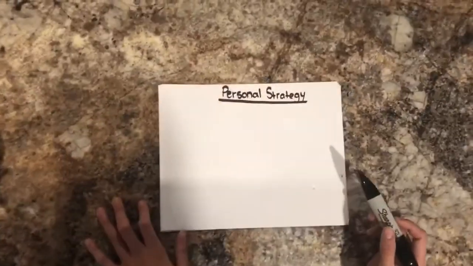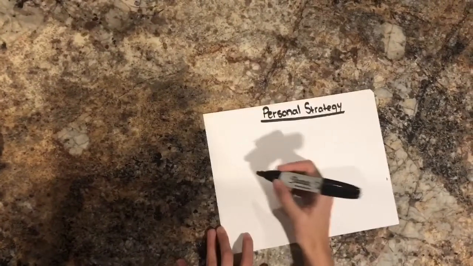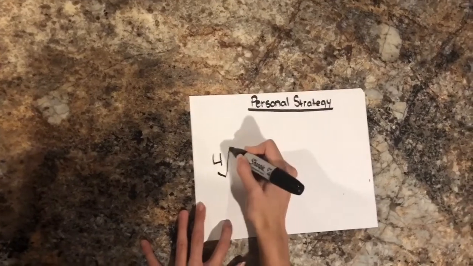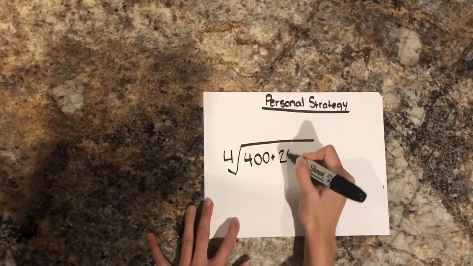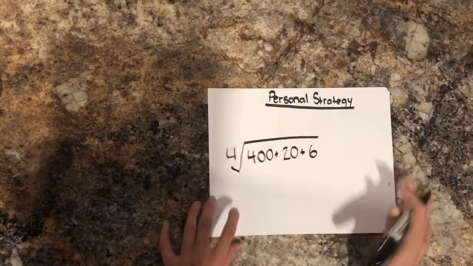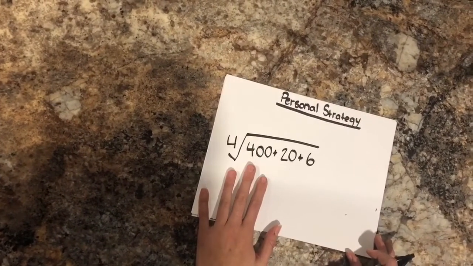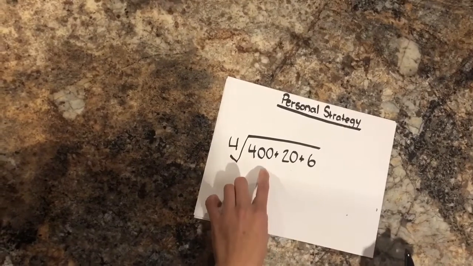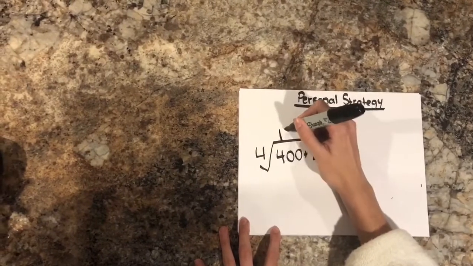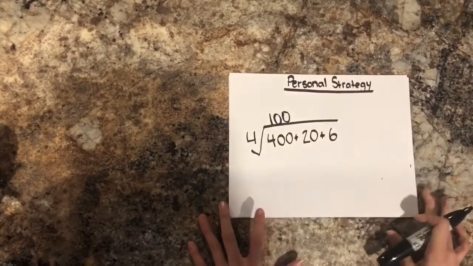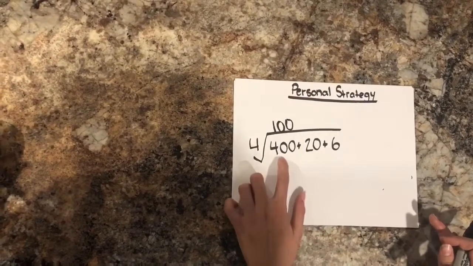For my personal strategy, I'm going to split my dividend, 426, into divisible chunks. So I'm going to represent this as this. 4 divided by, I'm going to split my hundreds up, my tens up, and my 1s up. So it looks like this. So I'm going to start going left to right. So starting with the 400, I know that if I split 400 equally into 4 groups, it would leave me with 100 in each group. I know this from my earlier estimate of going 4 times 10 equals 40 and 4 times 100 equals 400.